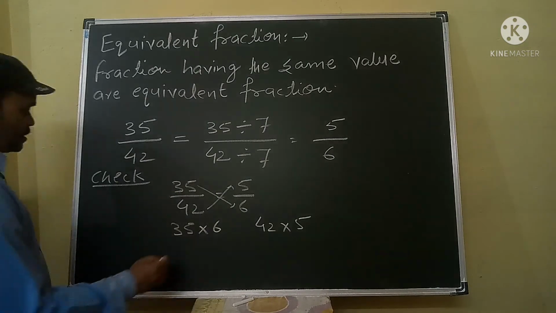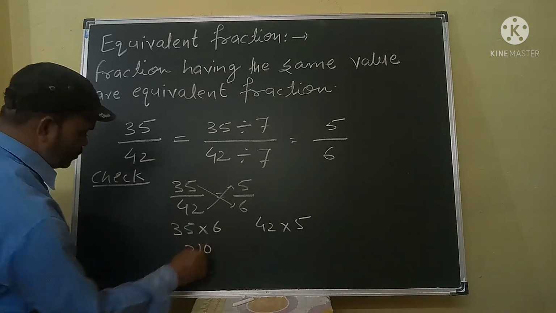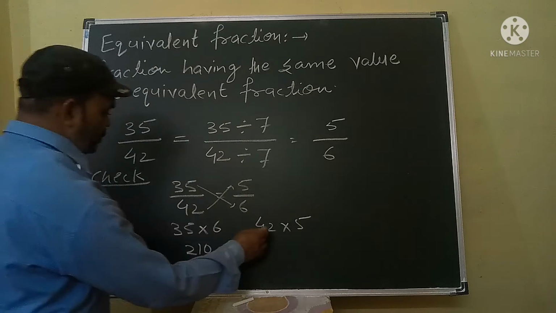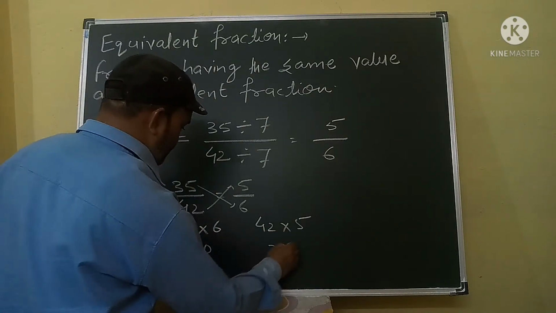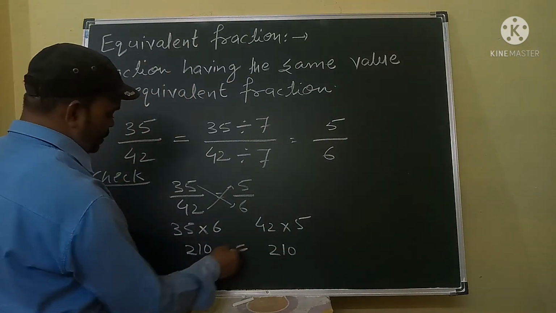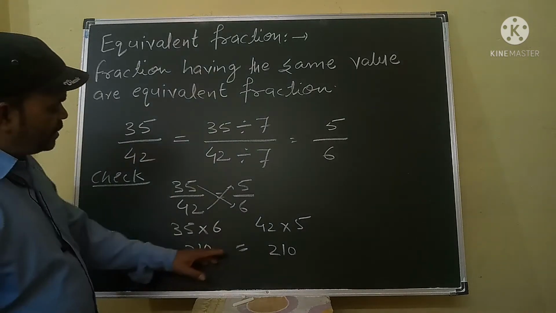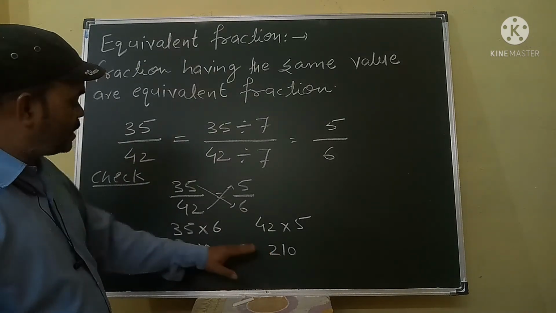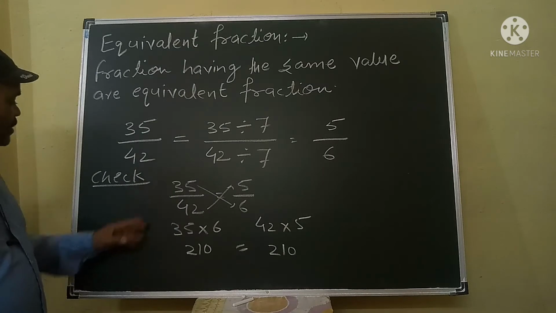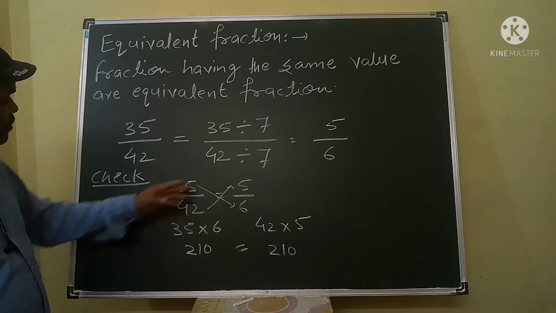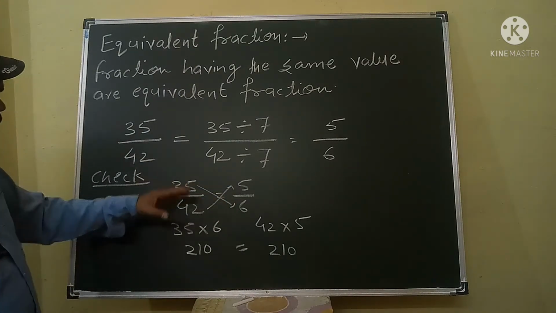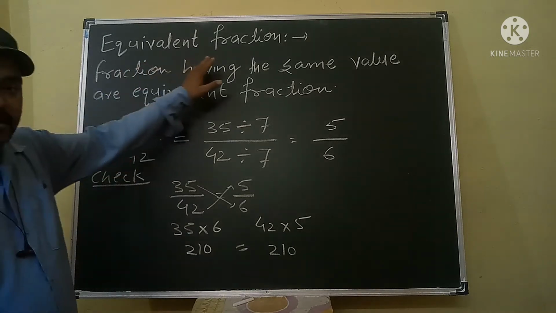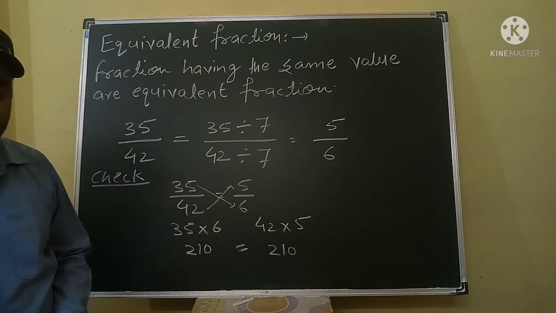35 into 6, you will get 210. 42 into 5, you will get 210. That means 210 is equal to 210. That means 35 upon 42 and 5 upon 6, these two fractions are equivalent fractions.